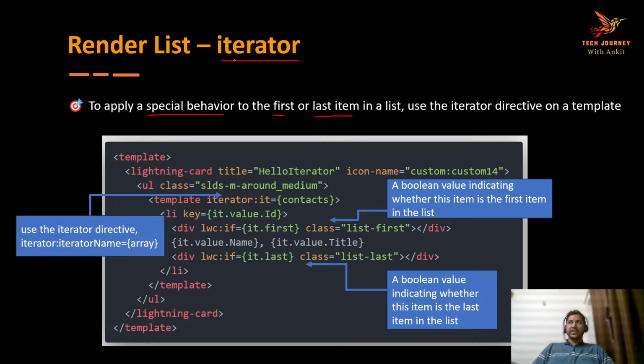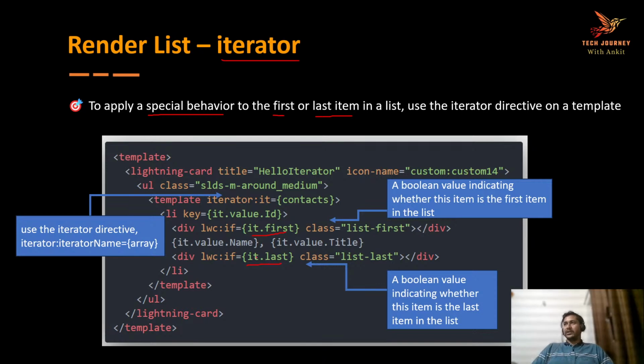The advantage that you get with the iterator is that you get two special variables. First is it.first and second is it.last. With the help of these boolean variables, you can identify which is your first component and which is your last component. Let's say you want to print some header before printing the first component. You can do that with the help of the iterator. You want to do some processing as soon as the last component is loaded, right?